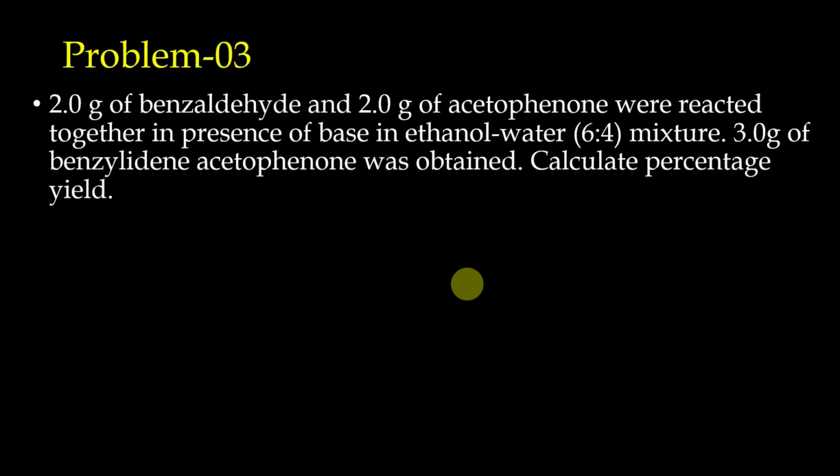Now we'll move to next. So here 2 grams of benzaldehyde and 2 grams of acetophenone were reacted together in presence of base in ethanol water mixture, and 3 grams of benzylidene acetophenone was obtained. Calculate percentage yield. So first we will write reaction for this conversion.